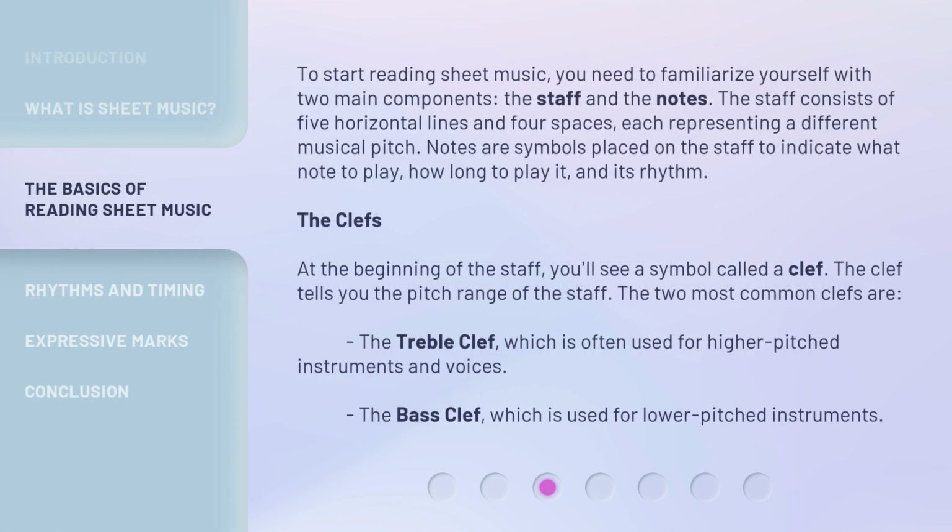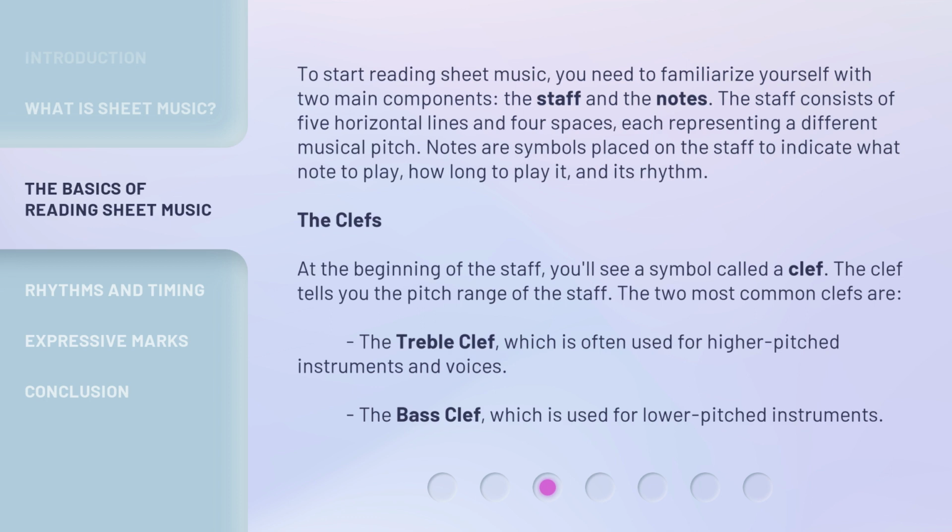To start reading sheet music, you need to familiarize yourself with two main components: the staff and the notes. The staff consists of 5 horizontal lines and 4 spaces, each representing a different musical pitch. Notes are symbols placed on the staff to indicate what note to play, how long to play it, and its rhythm.